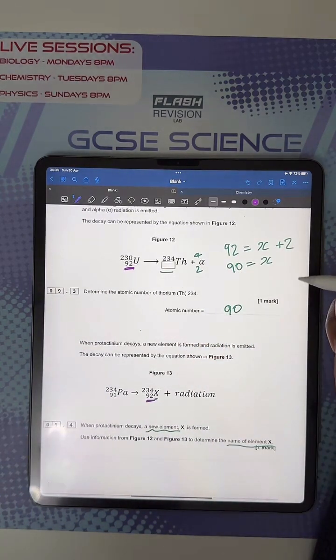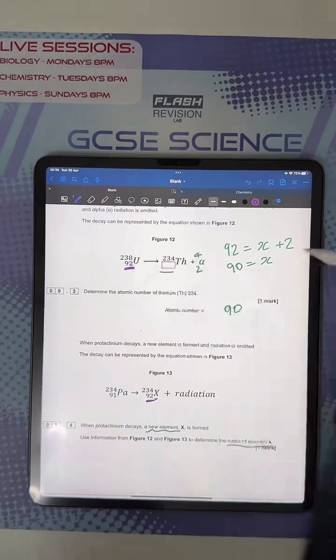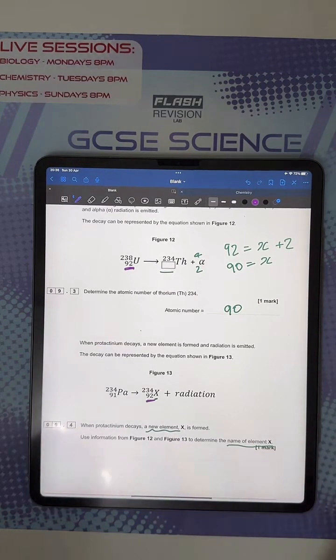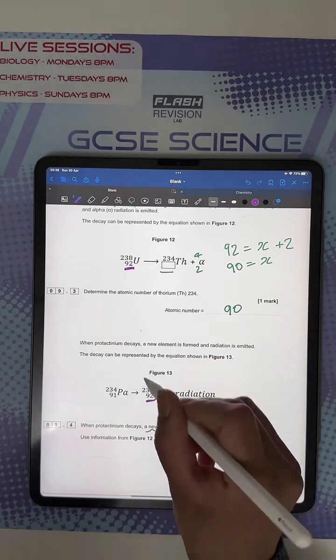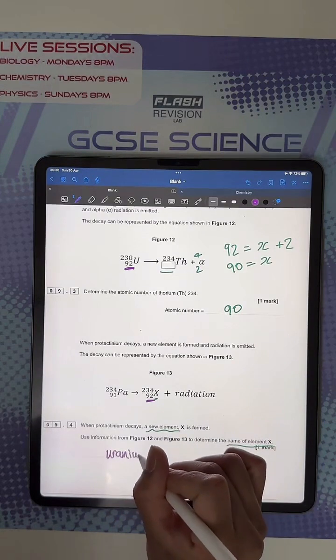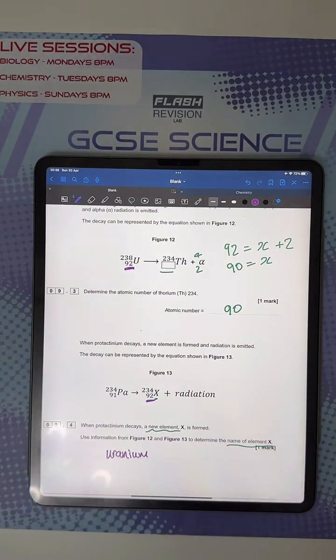You'll see on the periodic table that uranium has a proton number of 92. But in physics, you don't get given a periodic table, so you can't check that. That's only for chemistry. So it's actually in the question over there. So the answer is uranium. Well done for those who spotted that. But that is a tricky question.